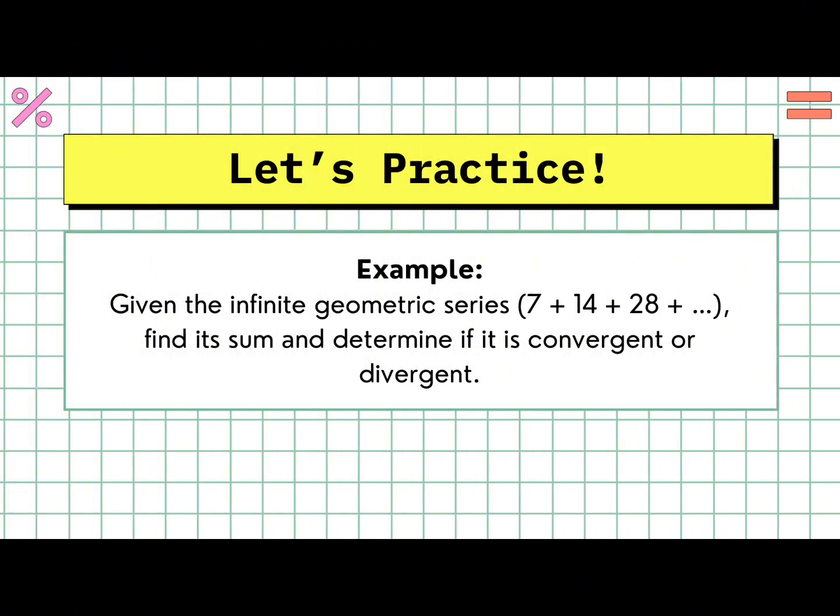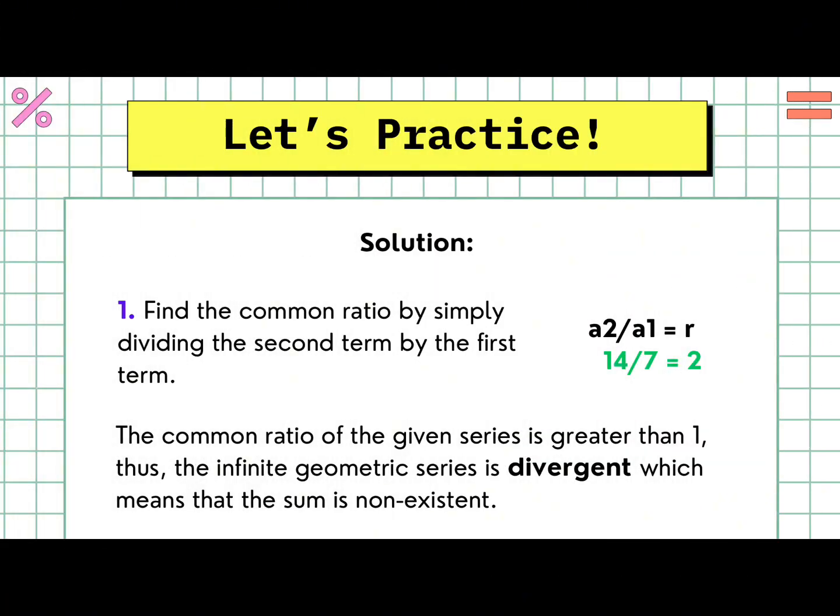Now let's proceed to this next exercise. Again, in order to determine if an infinite geometric series is convergent or divergent, we need to first find its common ratio. By dividing 14 by 7, we get 2, which is the common ratio of the given series, and it is greater than 1. Thus, the given infinite geometric series is divergent.